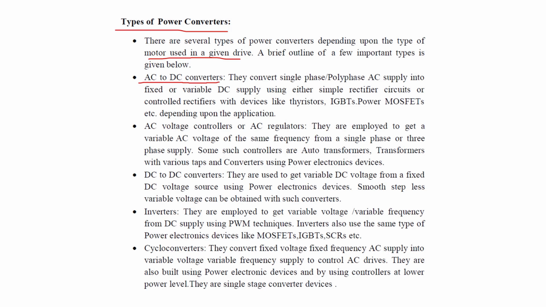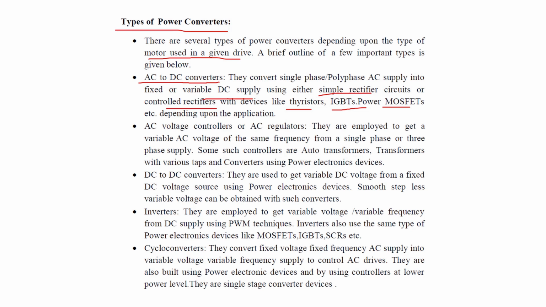The AC to DC converter converts a single phase or polyphase AC supply into a fixed or variable DC supply using either a simple rectifier circuit or a controlled rectifier with devices like thyristor, IGBT, MOSFET, etc. Thyristor means the SCR, silicon controlled rectifier, whereas IGBT and MOSFET are used depending upon the application.